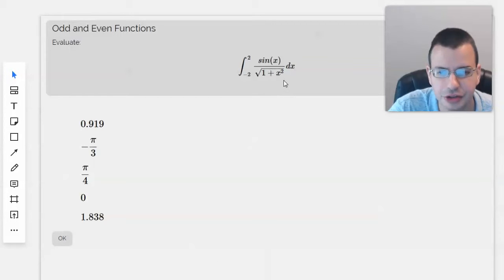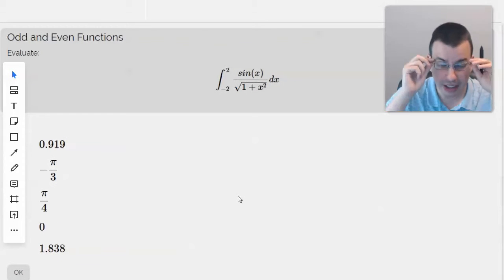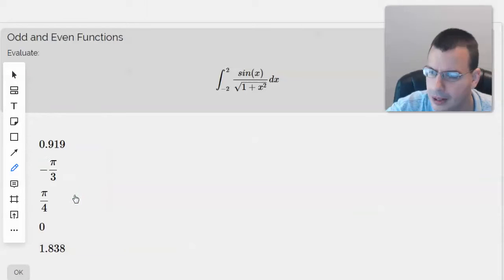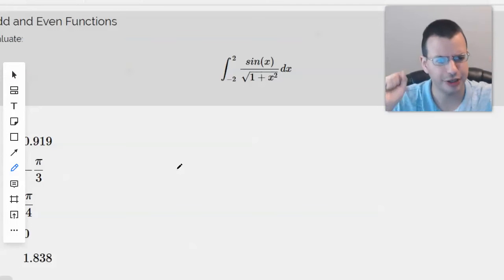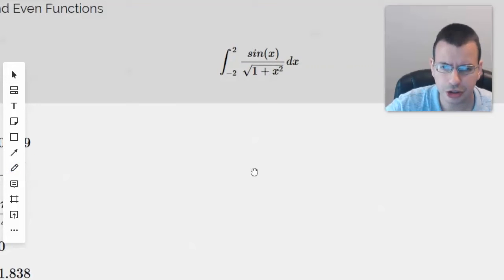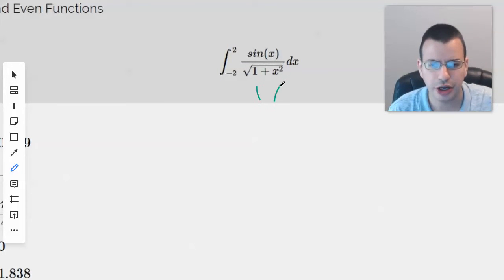Evaluate from -2 to 2 sine of x over the square root of quantity 1 plus x squared. Okay, so this one creates all sorts of confusion. Your first thought is, all right, we have x squared under a square root symbol.